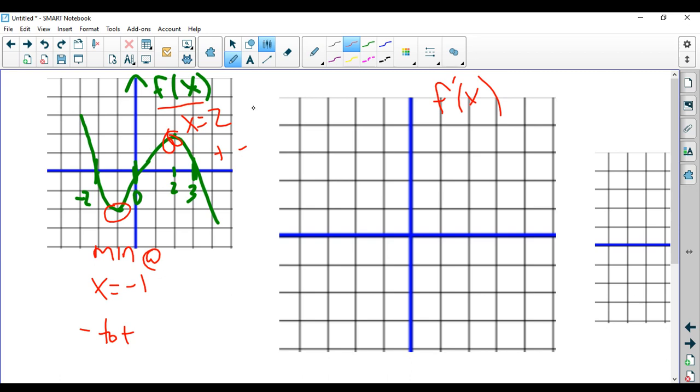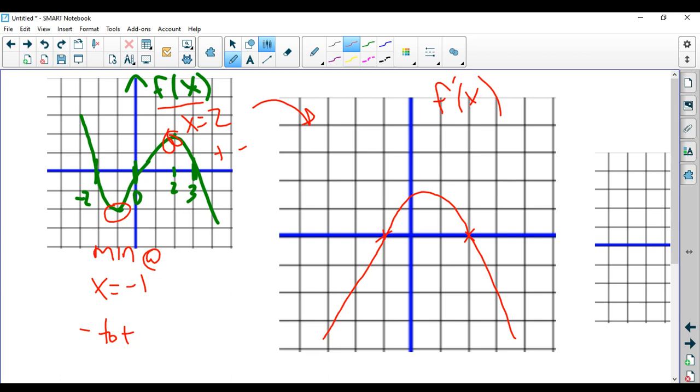So when I jump over to draw my first derivative, I'm going to identify those points, -1 and 2. And the actual graph at -1 must go negative to positive. So negative means you're below the x-axis, positive means you're above the x-axis. And then at 2, it has a maximum, so the derivative goes from positive and then back down to negative. So that's it.